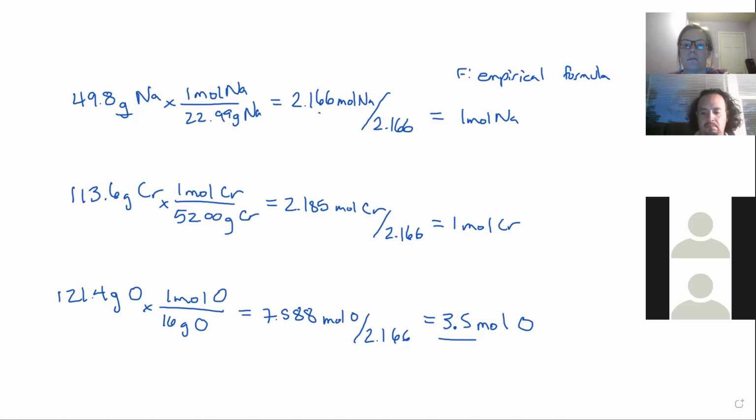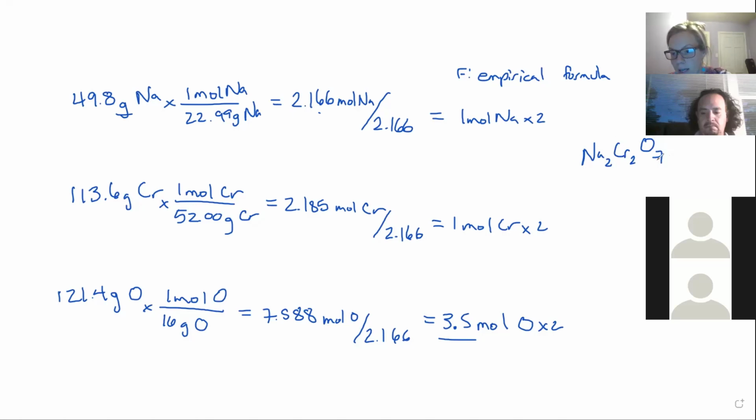we need to multiply everything by 2. You don't just do it for the thing that needs it. You do it for everything because you want to preserve this relationship. So I'm going to multiply this by 2, multiply this by 2, multiply this by 2. That means I have 2 sodiums, I have 2 chromines, and I have 7 oxygens. And this is sodium dichromate.